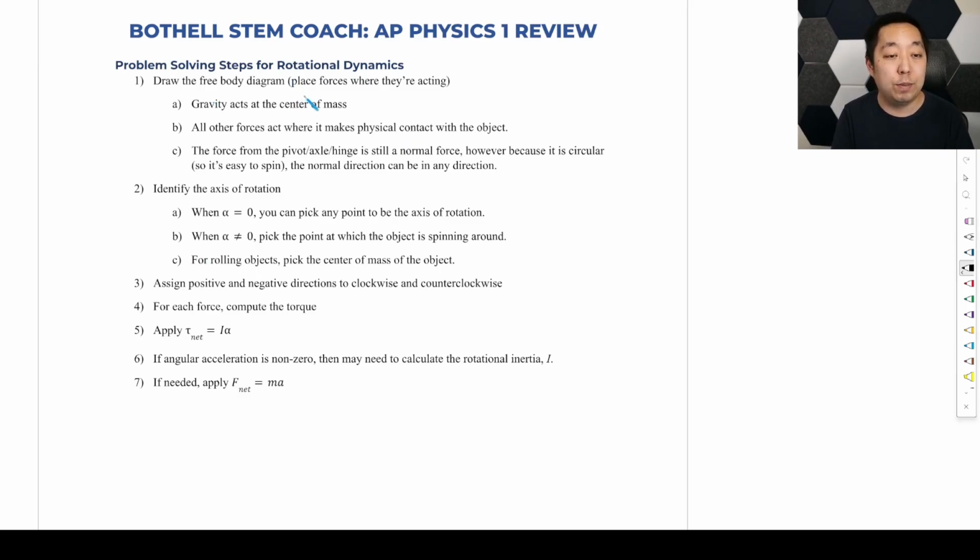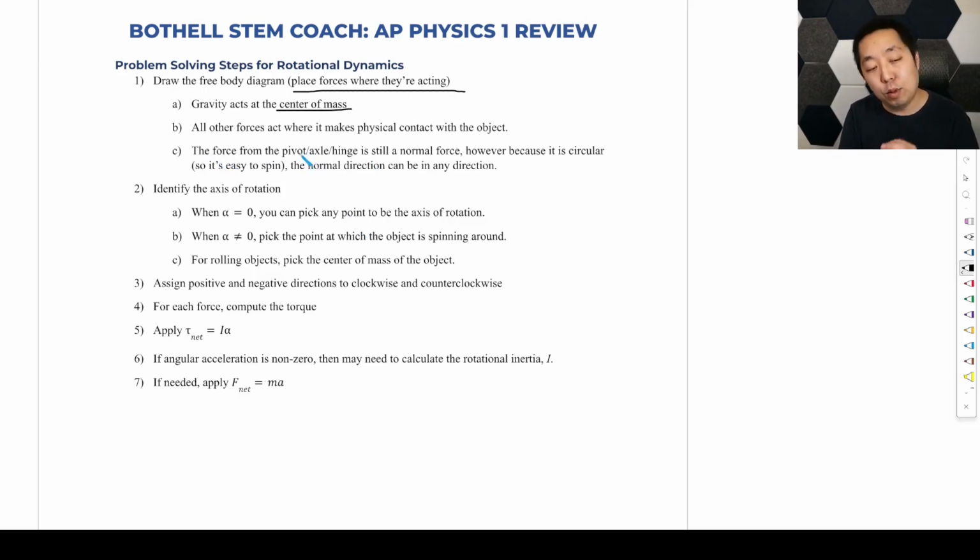One, you're going to draw the free body diagram, but you're going to place the forces where they are acting. We need a positional free body diagram in order to calculate the torques properly, because you need to know the r component perpendicular to that force to see if it exerts a torque. Gravity acts at the center of mass of an object. All other forces act where they make physical contact with the object. So ropes, where they touch. So the rules for the free body diagrams are identical. It's just that now you have to place the forces where they're acting.